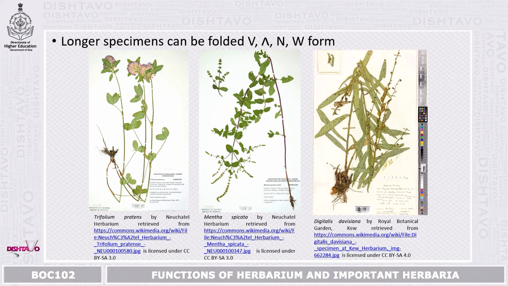Whereas specimens longer than 38 centimeters can be folded in the form of V, inverted V, N or W form. In this image, the specimen is folded in the form of V. In the second herbarium sheet, the specimen is folded in the form of inverted V, and the third specimen is folded in the form of N.